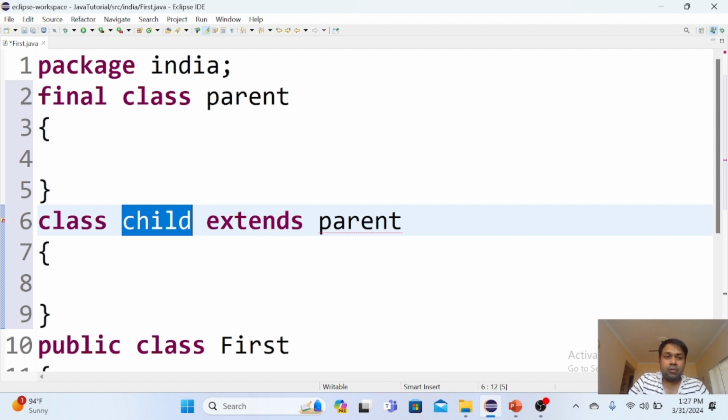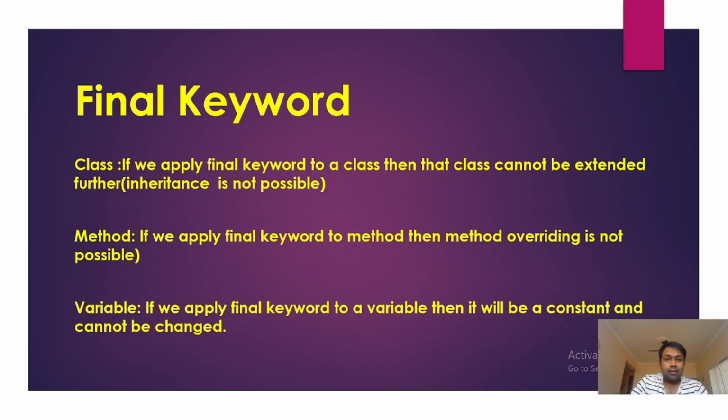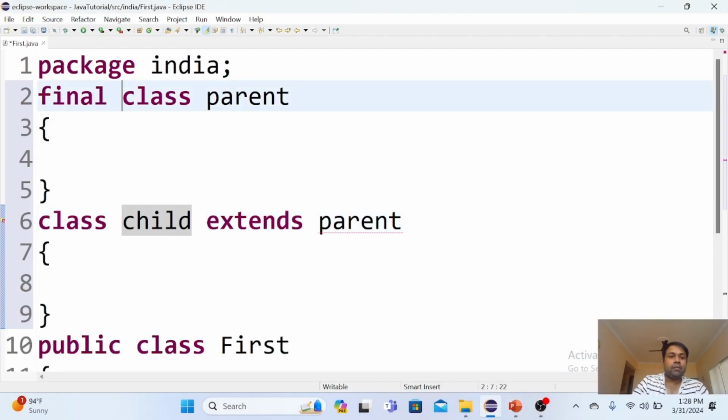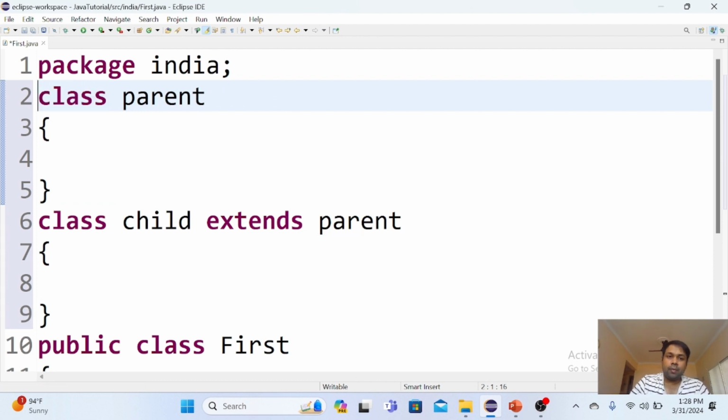If you apply the final keyword to the class, that particular class cannot be extended further, and that is what we have shown in the slide in the first point. Inheritance is not possible. Then how can we apply the final keyword to a method? If we apply the final keyword to a method, then method overriding is not possible. We'll see that. Let me take out the example. Now I am removing the final keyword from the class. Hope you understood that.